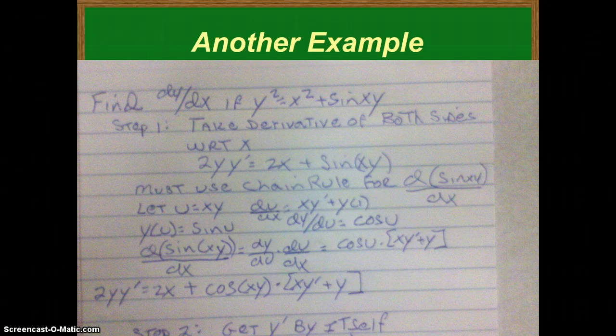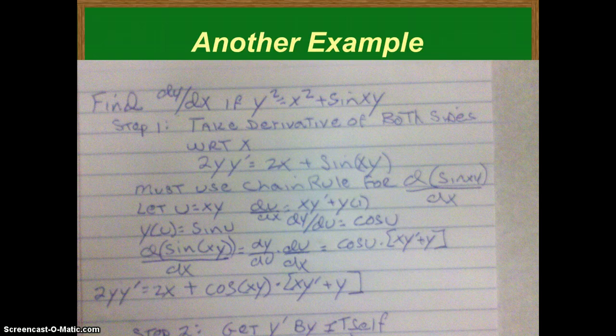Let u equal xy. du/dx would be x times y prime, the derivative of y, plus y times the derivative of x, which is 1. Okay? y of u, if u is x times y, would be the sine of u. dy/du would be the cosine of u. So therefore, the derivative of the sine of xy with respect to x would equal dy/du times du/dx. That's using chain rule.